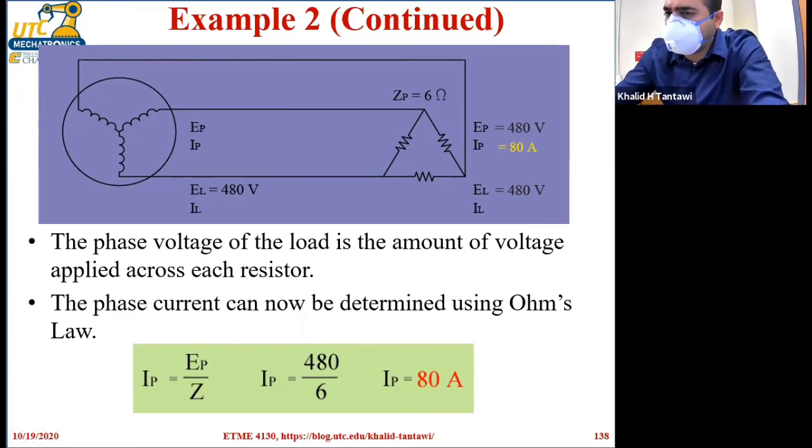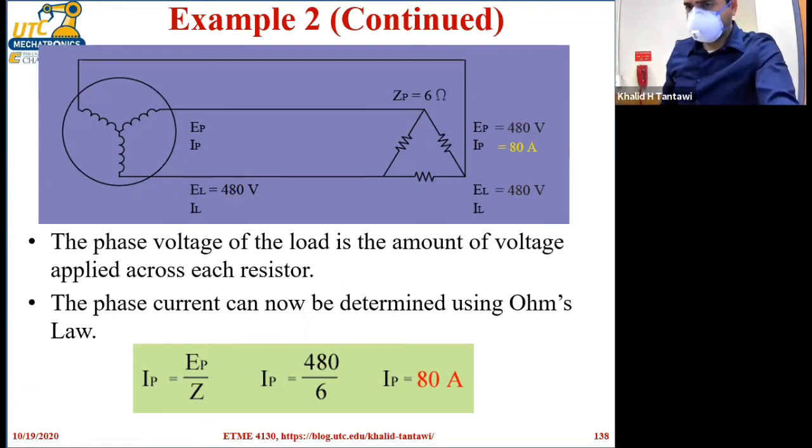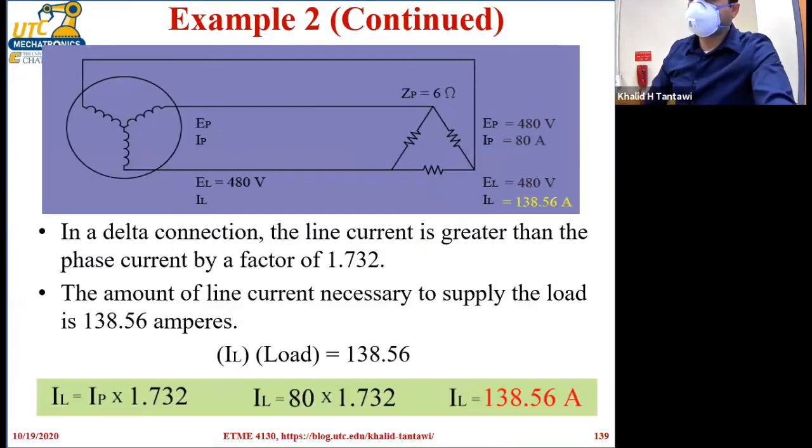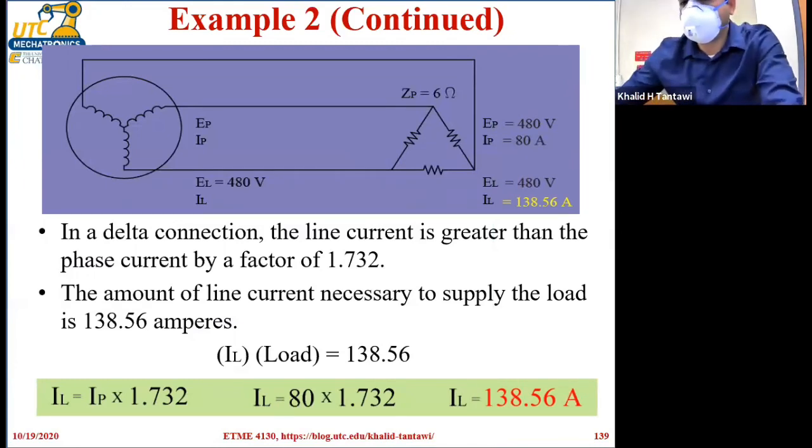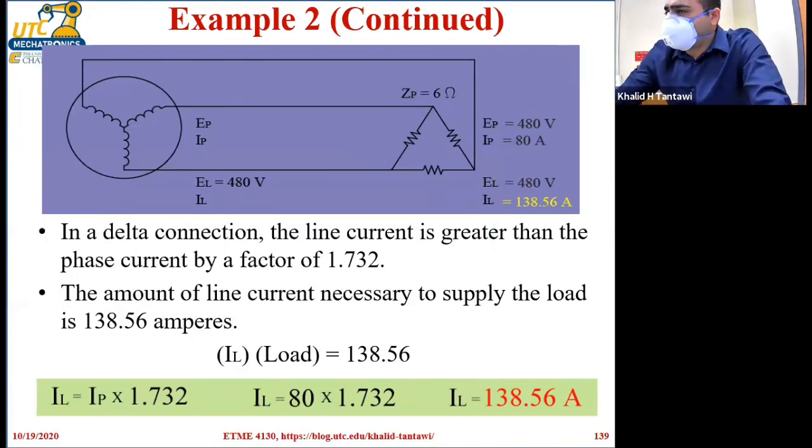It's going to be 1.732 multiplied by 80. What is that going to give you? 138.5. Exactly. Okay, now it's straightforward, right? What is going to be the next quantity to find?